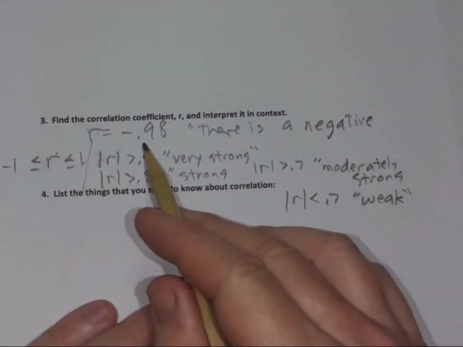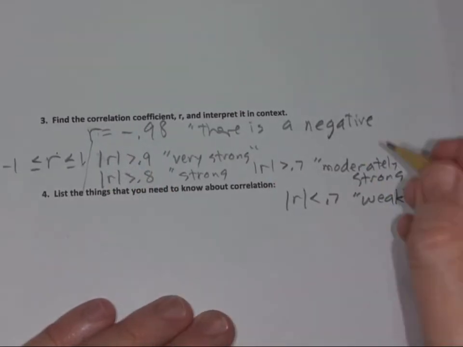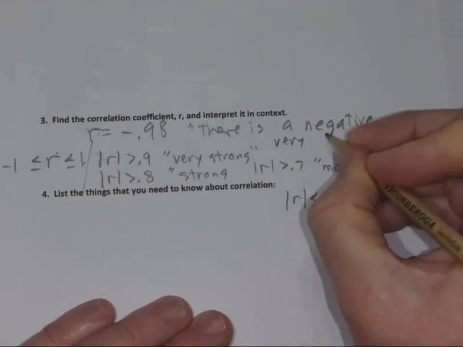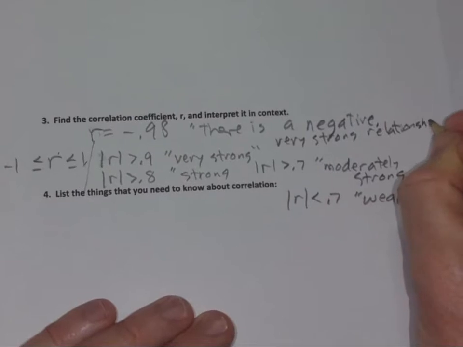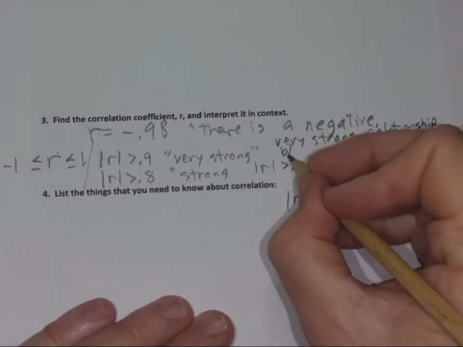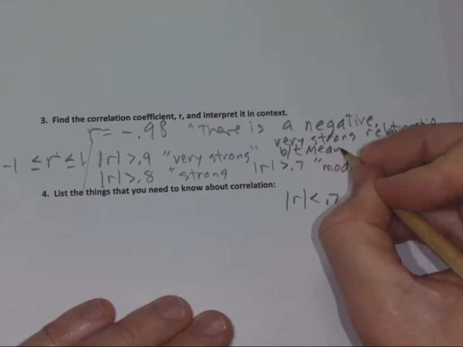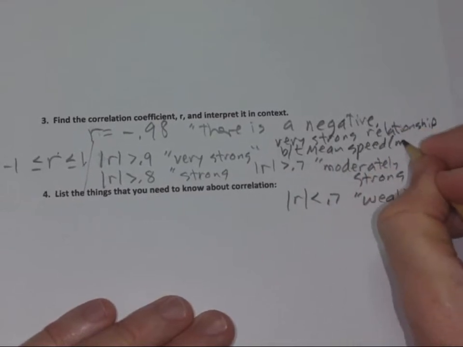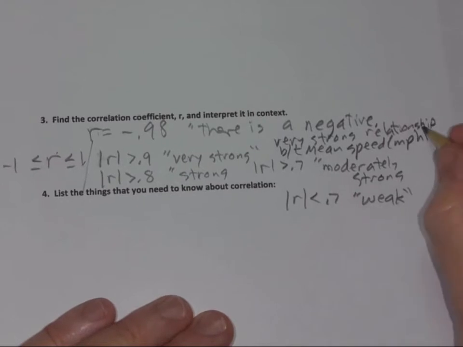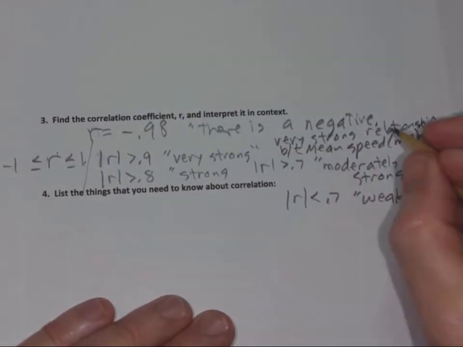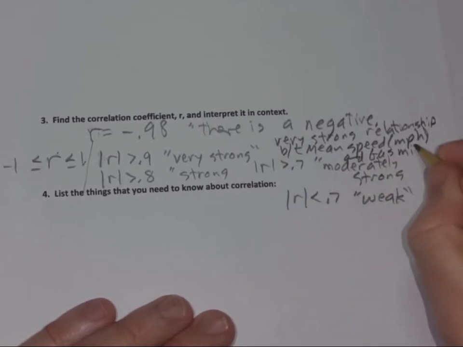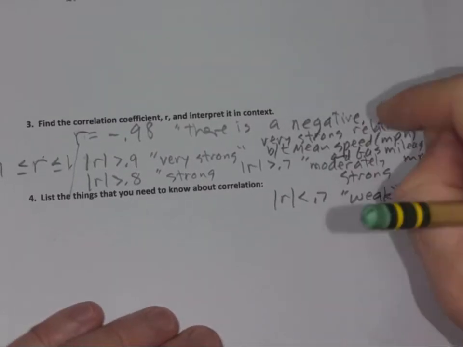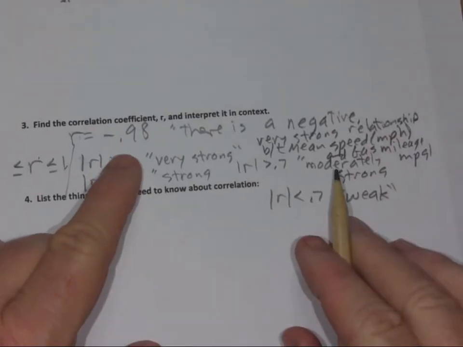All right, so in this case, what this is telling you is that there is a negative, very strong relationship, and say the two variables. Relationship between mean speed in miles per hour. One of the most common errors, people leave out the context. It's important that you say the context with the units. Mean speed in miles per hour and gas mileage in miles per gallon. There you go. That's how you interpret R. But it does not tell you, once again, it does not tell you that the data is linear.